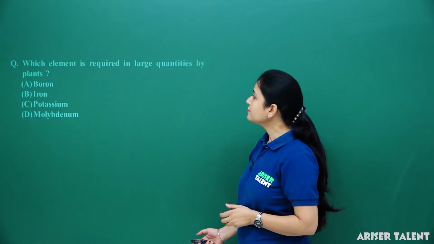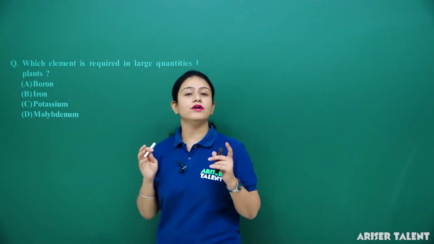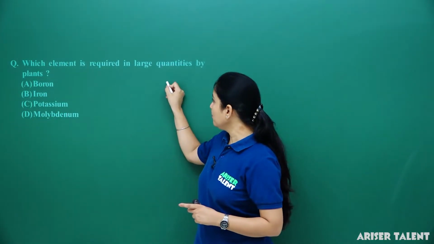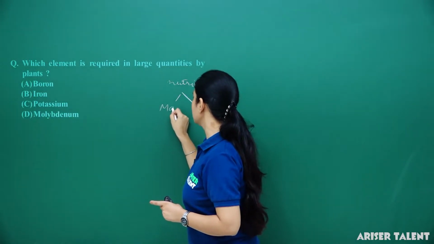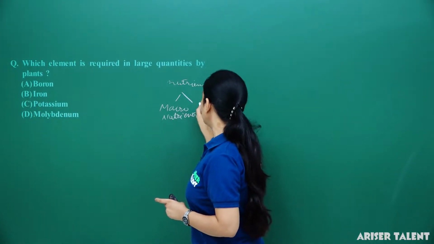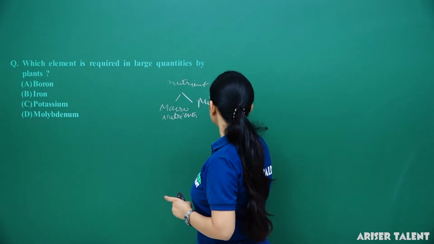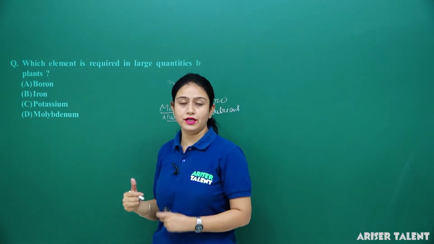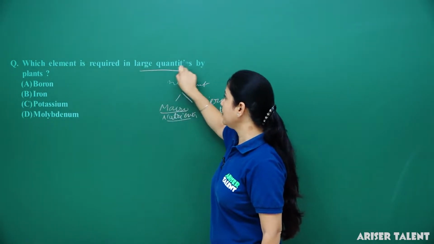Which element is required in large quantities by plants? When I taught you the chapter, I taught you that plants need nutrients to grow, and the nutrients are generally of two types. One is macronutrients and another is micronutrients. Macronutrients are the nutrients which are required by the plant in large quantity. So here it is asking which element is required by the plant in large quantity.